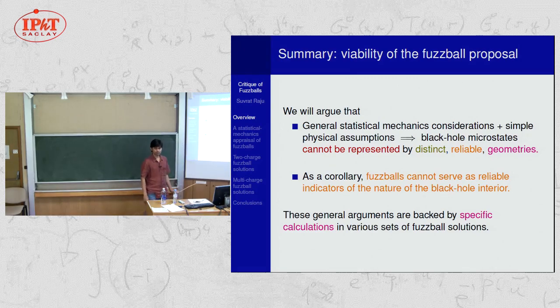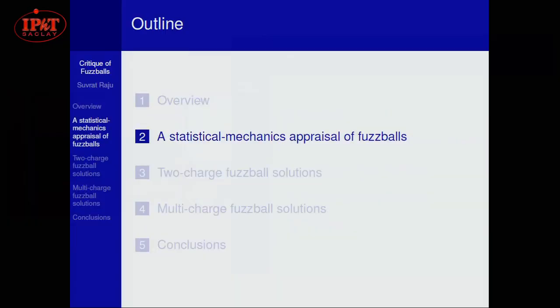And it's about zero temperature black holes or finite temperature black holes? These are BPS black holes. These are solutions which have been found. No, but indicators about the black hole interior. Well, the general statement I'd like to make is, of course, about finite temperature black holes. The specific calculations I'm going to do on BPS black holes, because those are the cases where I can do specific calculations. Okay, so let me start by giving you a statistical mechanics appraisal of fuzzballs.